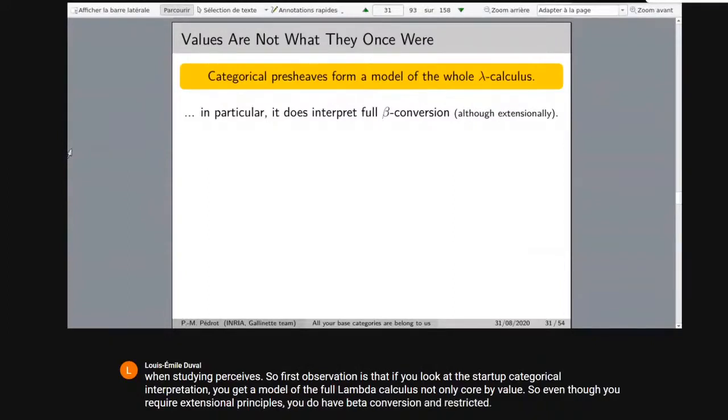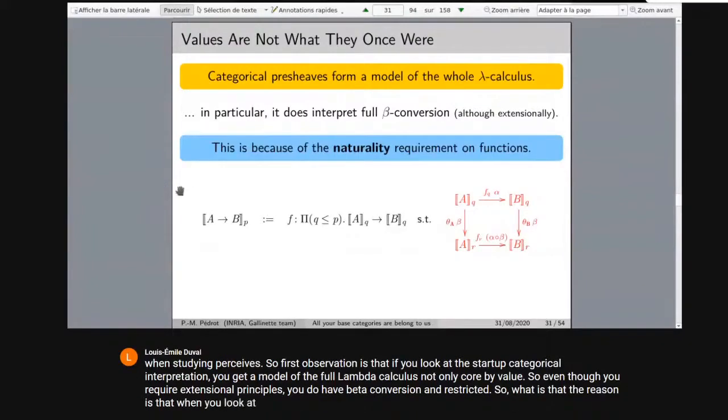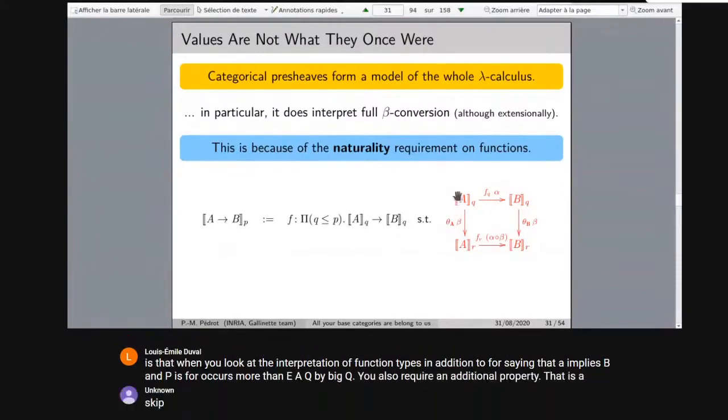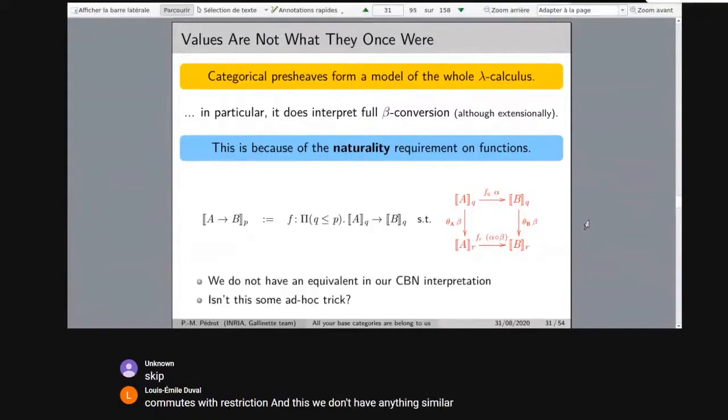So why is that? The reason is that when you look at the interpretation of function types, in addition to saying that A implies B at P is: for all Q's more than P, A(Q) implies B(Q), you also require an equational property, that is a naturality property, saying that F commutes with restriction. And we don't have anything similar in the call by name interpretation.